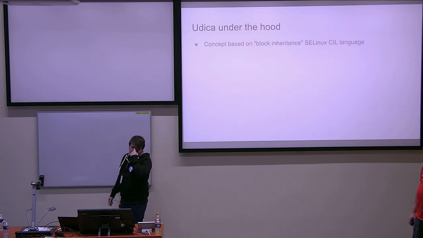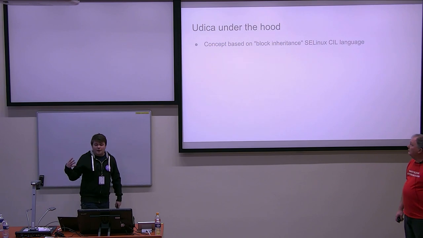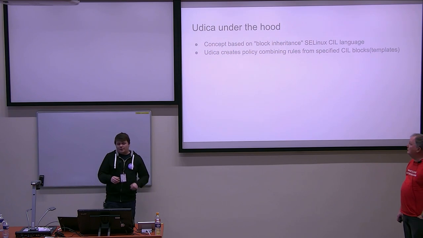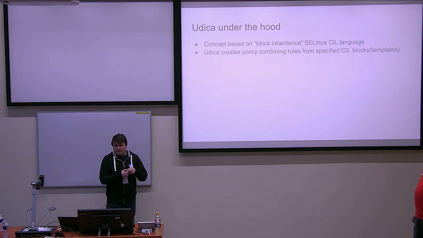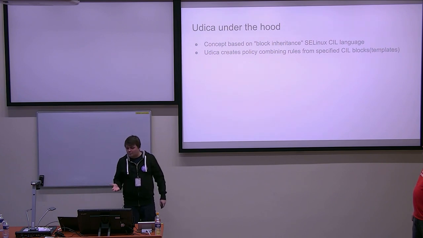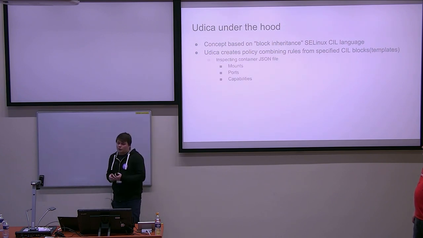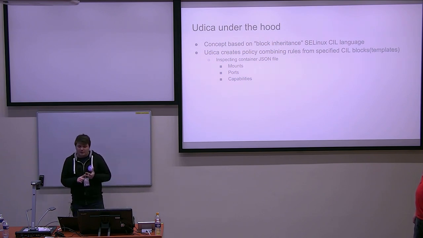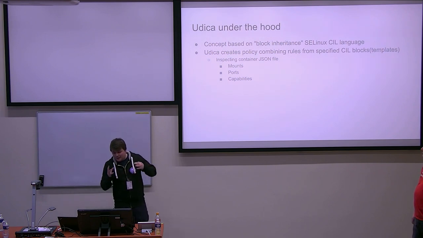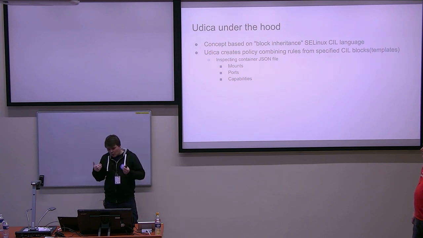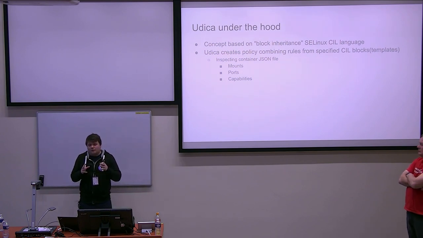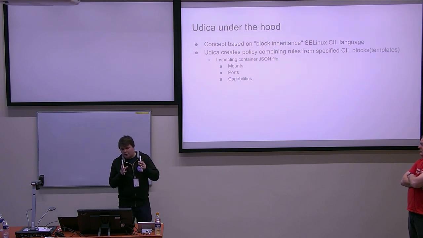So how does it work under the hood? The concept is based on the block inheritance of the CIL language, which I show you in the next slide. And udica creates the policy by combining something we call blocks, or we can also call them templates, by inspecting the container JSON file, and udica is looking for mounts, ports, and capabilities. Because as Dan mentioned, what happens in Vegas stays in Vegas. So from the host, we see a container as a black box, and we care about just the interaction between the container and the host system.